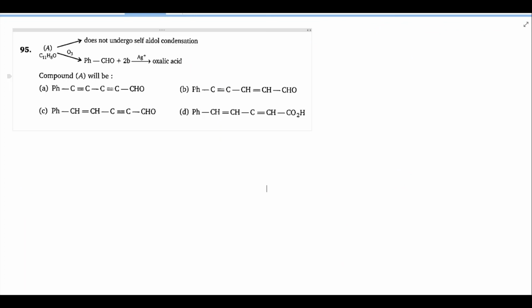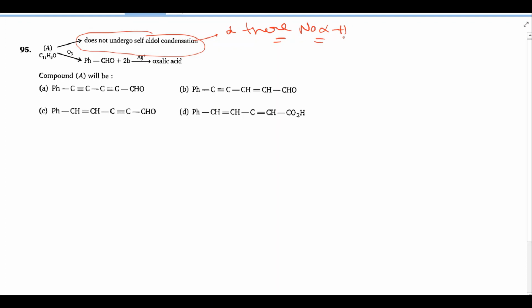So they've given C11H8O. Here they mentioned it does not undergo self-aldol. So does not undergo self-aldol means, what is the aldol condition? There is no alpha hydrogen. Okay, there is no alpha hydrogen. Now you can see, you can do ozonolysis for each and every option. All the molecular formulas are the same, so you can do ozonolysis for each and every option.